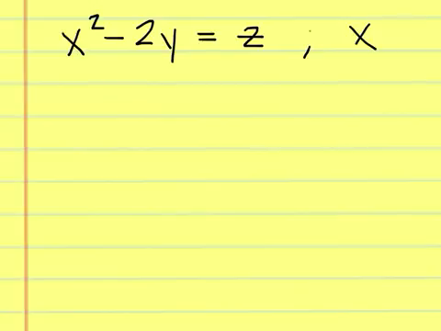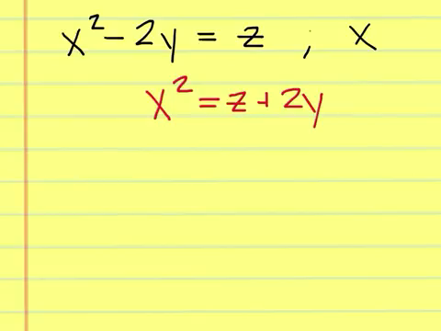To solve for x, you must get it by itself. You have minus 2y with it here. You want to get this minus 2y over to the right side, away from the x squared, so you're left with x squared on the left. So you move the minus 2y to the right and make it plus 2y.